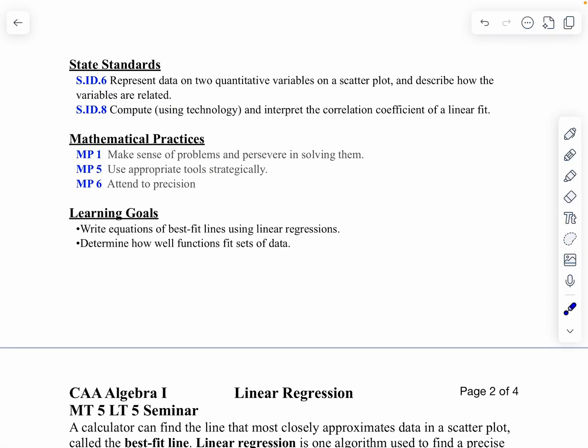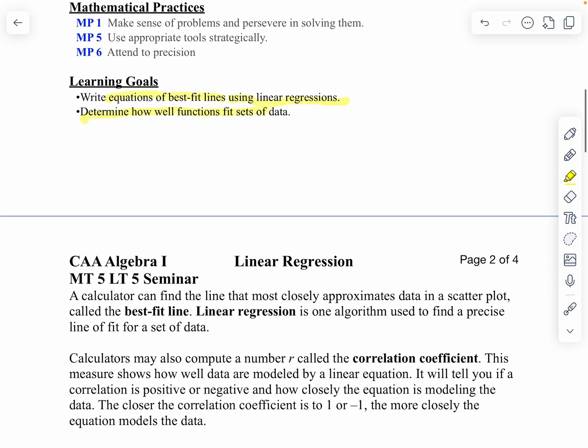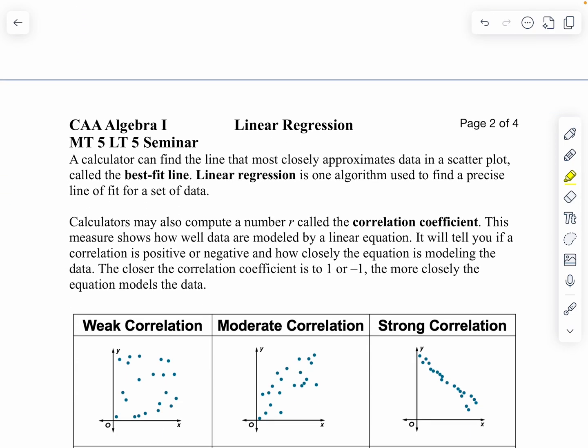What we're going to be doing today is we're going to write equations of line of best fit. In other words, we're going to write the equation of a line using linear regressions. And we're going to determine how well our function fits a data set. Because in real life, the data doesn't correspond exactly to a straight line, believe it or not.